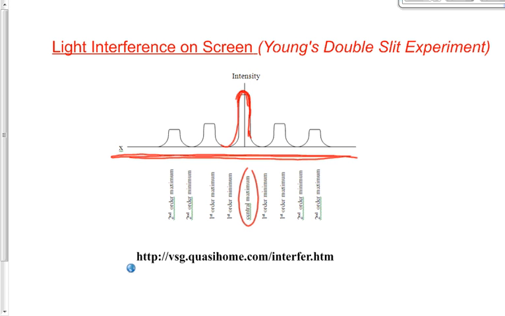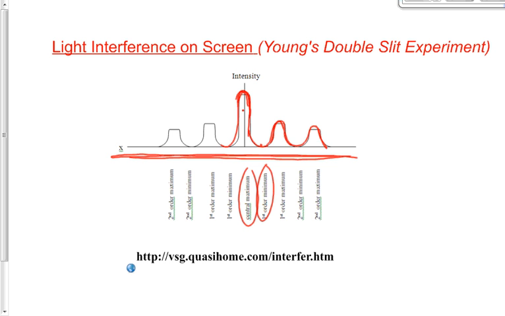And then we have a dark spot where we have our first order minimum and no light, destructive interference. And then we have a first order maximum. It's intense light again. Not as intense as in the middle, but still intense light again. Then a dark spot, then a bright spot.